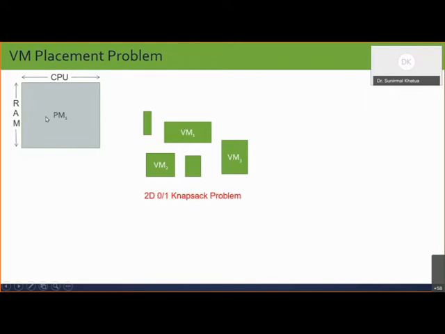So this can be easily solved by a two-dimensional 0-1 knapsack problem. But we have multiple such physical machines, more than one physical machine available, so the knapsack problem we cannot use. For that, we need to use the two-dimensional 0-1 bin packing problem. And if we consider, along with CPU and RAM, the hard disk or the available bandwidth, then it becomes a multi-dimensional 0-1 bin packing problem. And we all know that the multi-dimensional 0-1 bin packing problem is NP-hard.